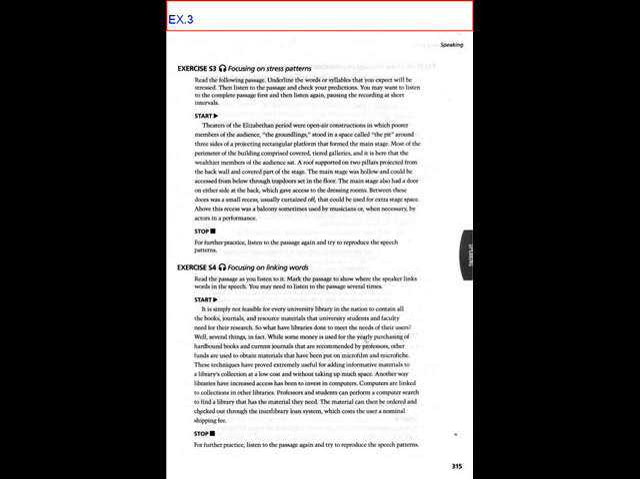The main stage also had a door on either side at the back, which gave access to the dressing rooms. Between these doors was a small recess, usually curtained off, that could be used for extra stage space. Above this recess was a balcony sometimes used by musicians or, when necessary, by actors in a performance.